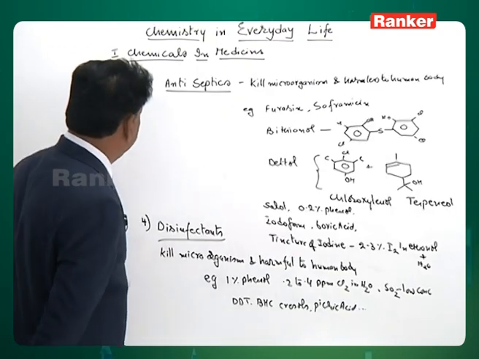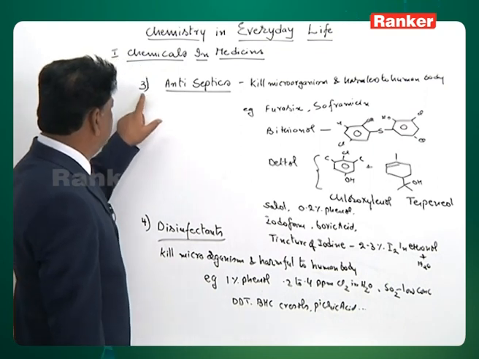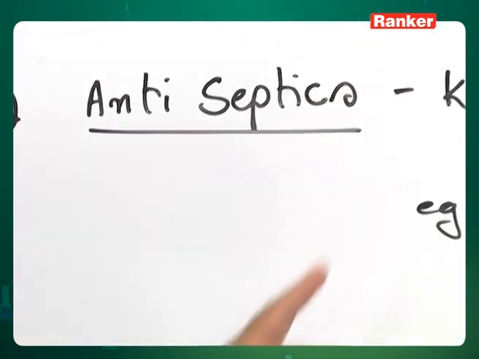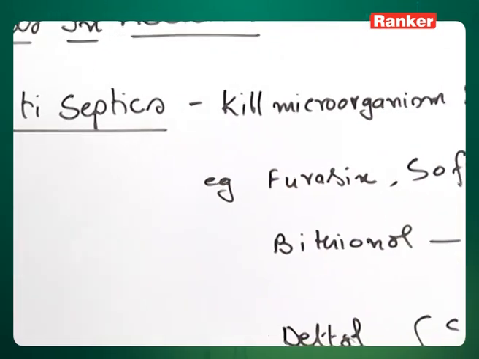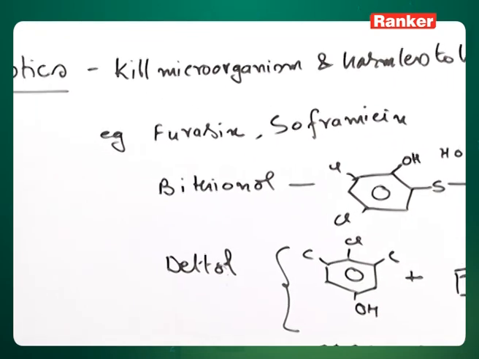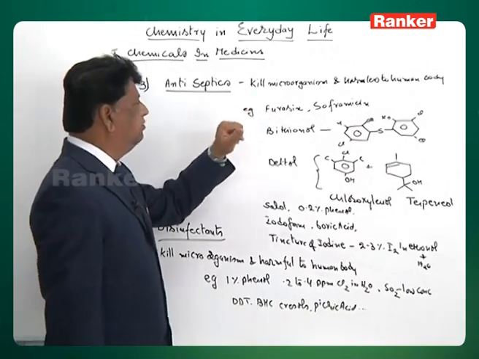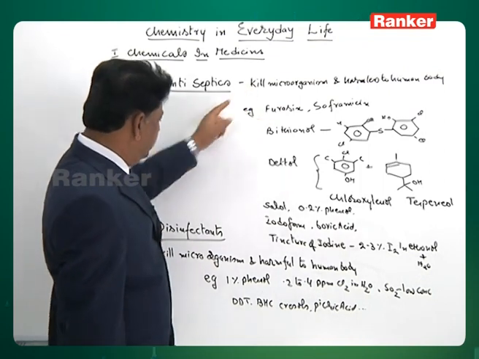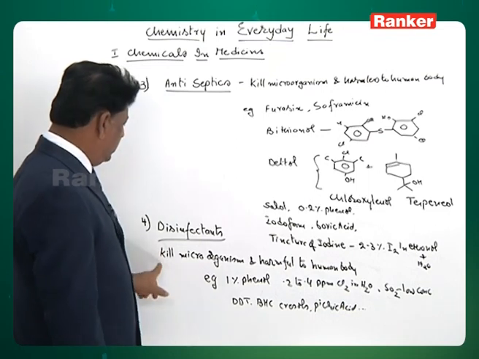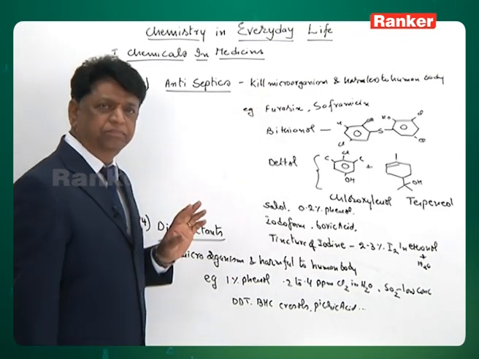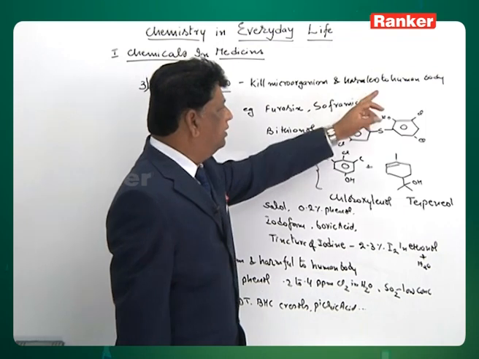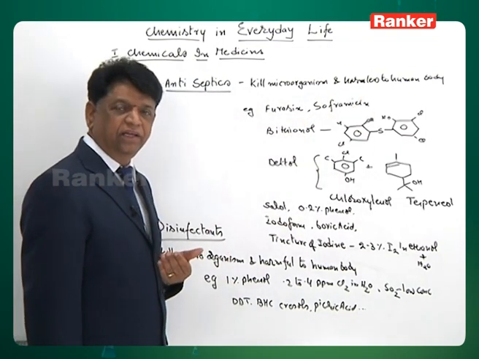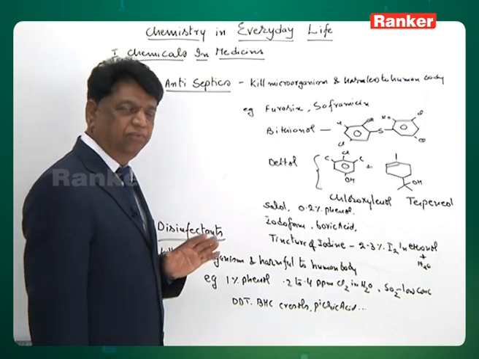So there are two more types of drugs, specifically called antiseptics and disinfectants. Both kill microorganisms like bacteria, viruses, small fungi and all that, which infect the human body and so on, giving problems. But the major difference between these two is, both kill microorganisms, but the first one is harmless to the human body. So if you use this one, it is not harmful to the human body.